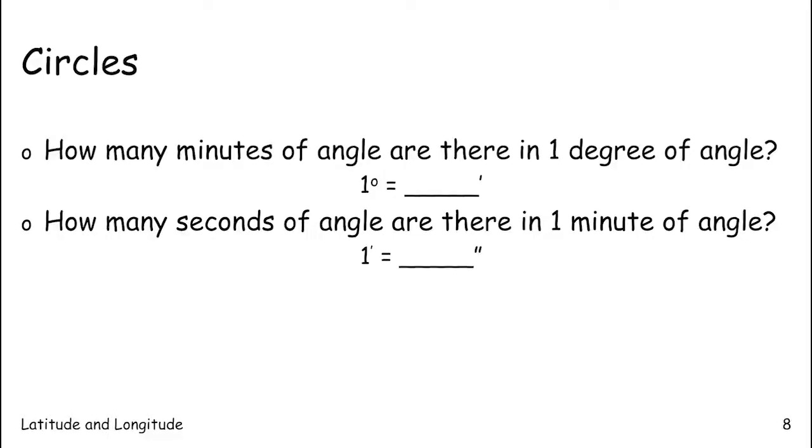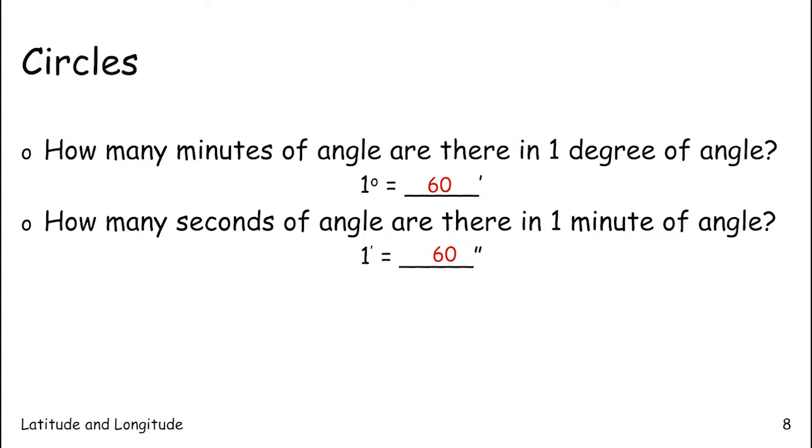So for degrees of angle, it's the same, but here we're talking about angles, not time. So in 1 degree of angle, there are 60 minutes of angle. They are equivalent, they're the same thing. And then each minute of angle is divided into 60 seconds of angle.